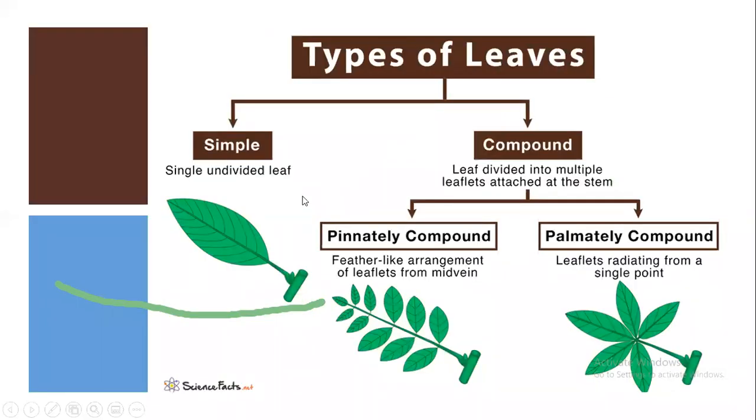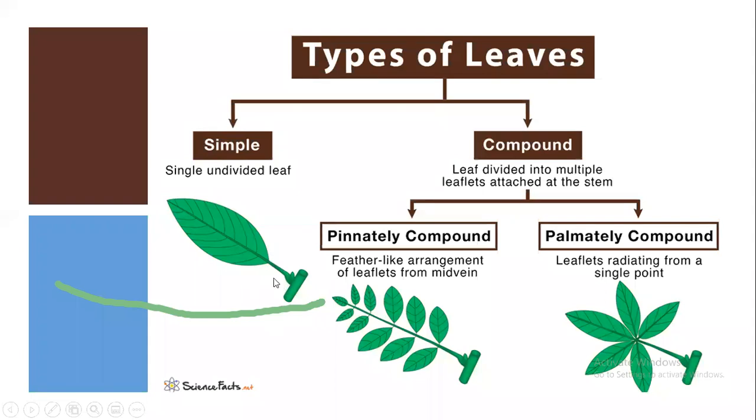Now here you can see that they have just divided the types of leaves into simple and compound leaves. The simple leaves are single undivided leaves. Here you can see that there is a simple leaf. On one branch there will be only one leaf. Here is a branch, and you can see that there is only one leaf on the branch.